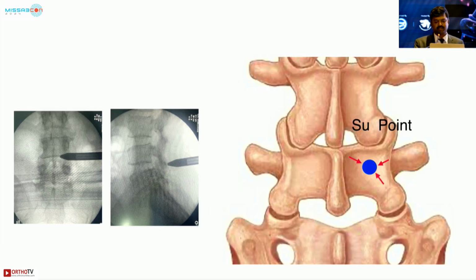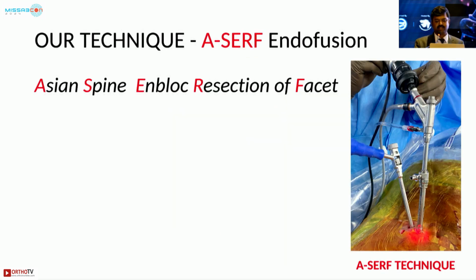So in our technique we have the entry point. We have given it the name Su point, where it's a junction of lamina, facet and the pars. That junction is where we mark the entry. This point gives us the parallel entry to the disc space. This is en bloc resection of facet, which we call the A-SERF technique.